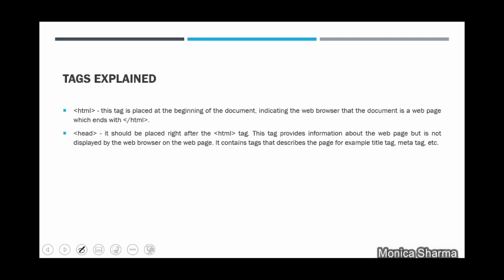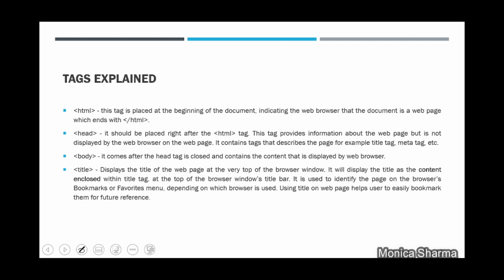Then the head section. It should be placed right after the HTML tag, and it provides information about the web page, but it is not displayed by the web browser on the web page. It contains tags that describe the page, for example, the title tag, meta tag, and so on. Head is also a pair tag, and it closes with the closing head tag. Then we have the body pair tag. This comes after the head tag is closed and contains the content that is displayed by the web browser.